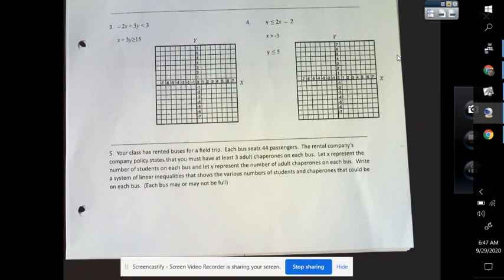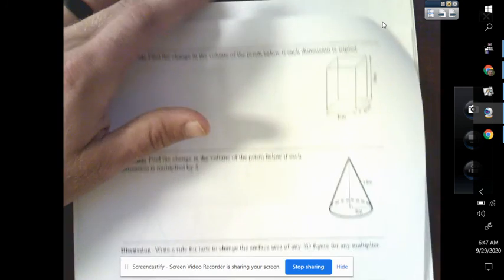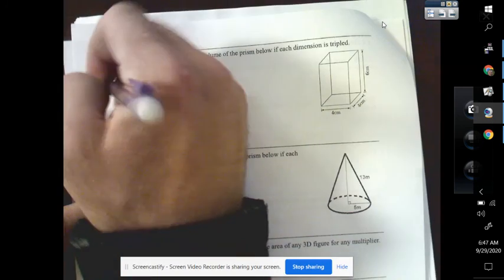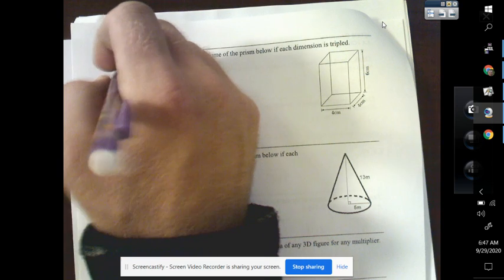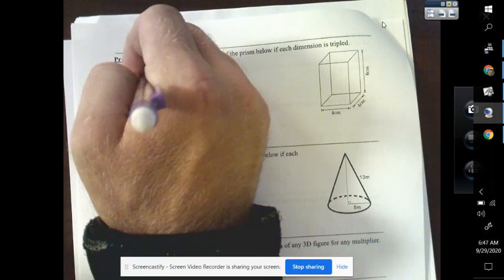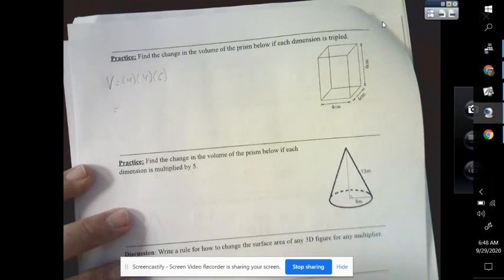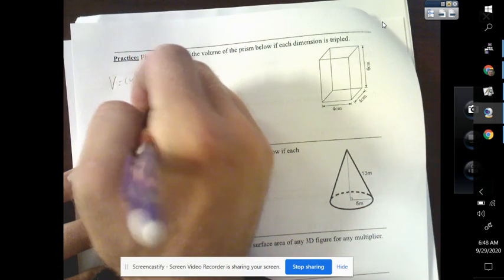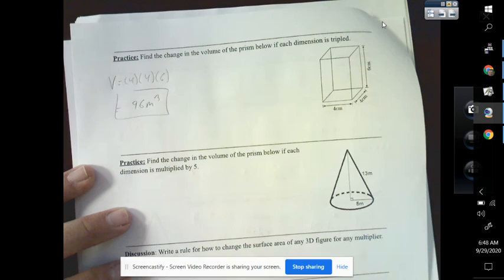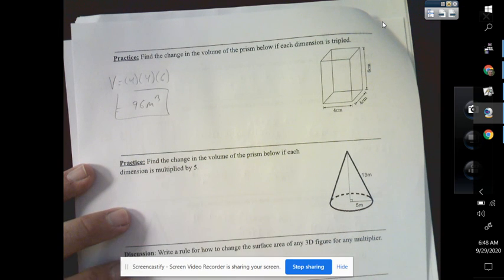If we flip to our back page, moving right along. Much the same on the back here. Find the change of the volume of the prism below if each dimension is tripled. I'm going to start off with just regular volume: 4 times 4 times 6. We can throw that in our calculator. We get 96 meters cubed.